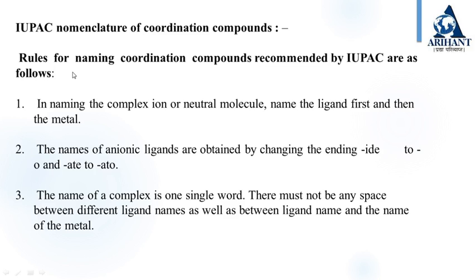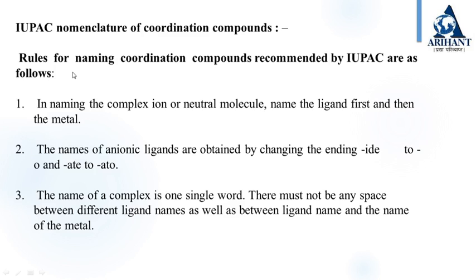So let's start with IUPAC nomenclature of coordination compounds. There are certain rules for naming coordination compounds recommended by IUPAC. They are as follows. First rule, in naming the complex ion or neutral molecule, name the ligand first and then the metal. The names of anionic ligands are obtained by changing the ending IDE to O and ATE to ATO. So if it is chloride, it will be changed to chloro, or sulfate to sulfato.